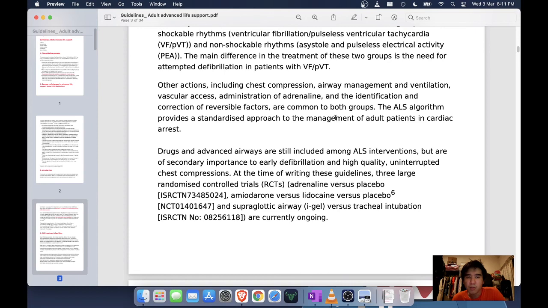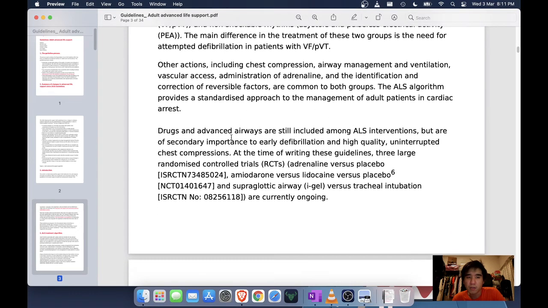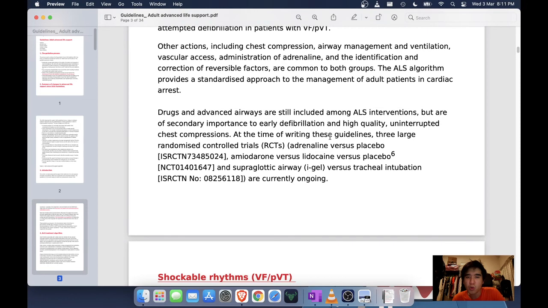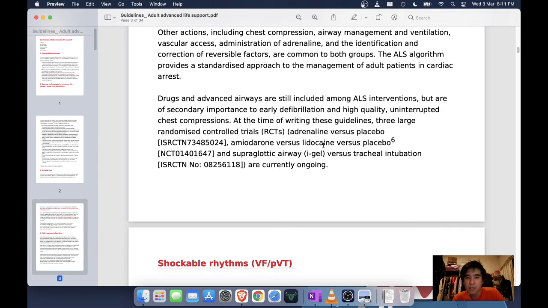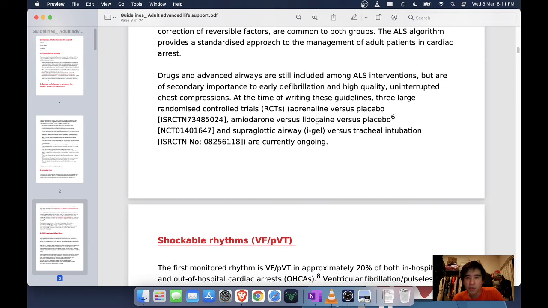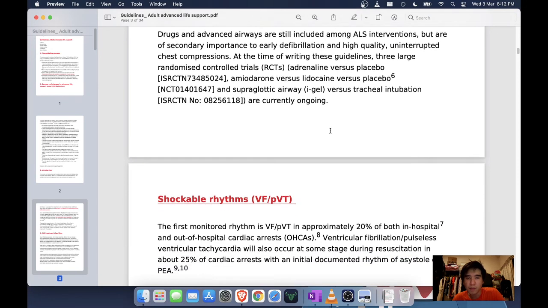The ALS algorithm provides a standardized approach to the management of adult patients in cardiac arrest. Drugs and advanced airways are still included among ALS interventions, but are of secondary importance to early defibrillation and high quality, uninterrupted chest compressions. At the time of writing these guidelines, 3 large randomized controlled trials, adrenaline versus placebo, amiodarone versus lidocaine versus placebo, and supraglottic airway versus tracheal intubation, are currently ongoing.